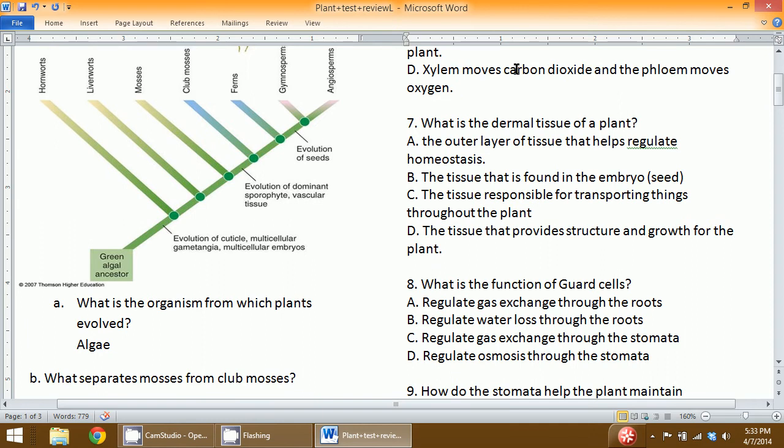Gases go in and out, by the way, through the stomata, which are mostly direct contact sources of these gases. What is the dermal tissue of the plant?